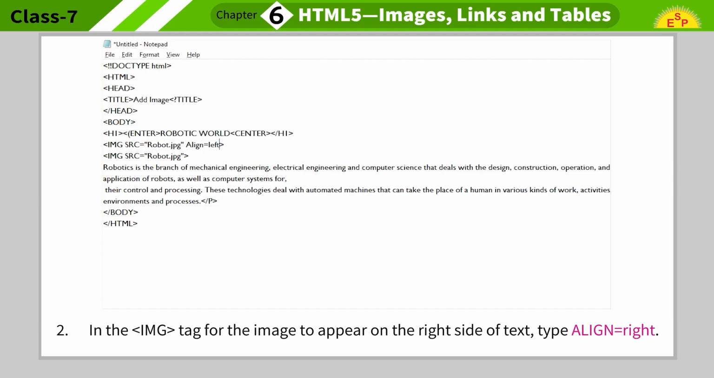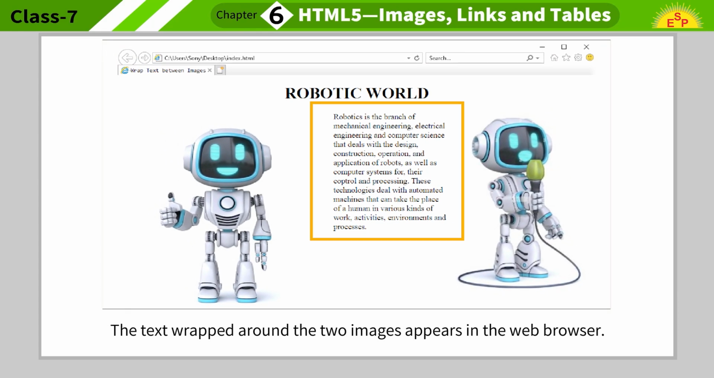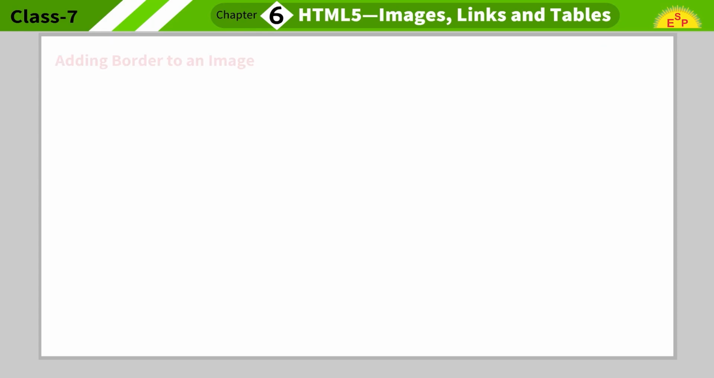Step 2. In the img tag for the image to appear on the right side of the text, type align is equal to right. The text wrapped around the two images appears in the web browser.